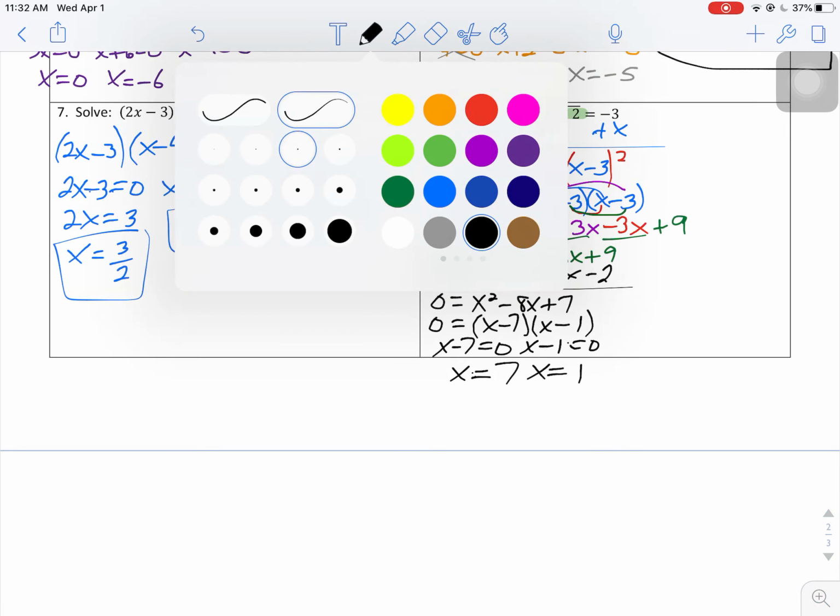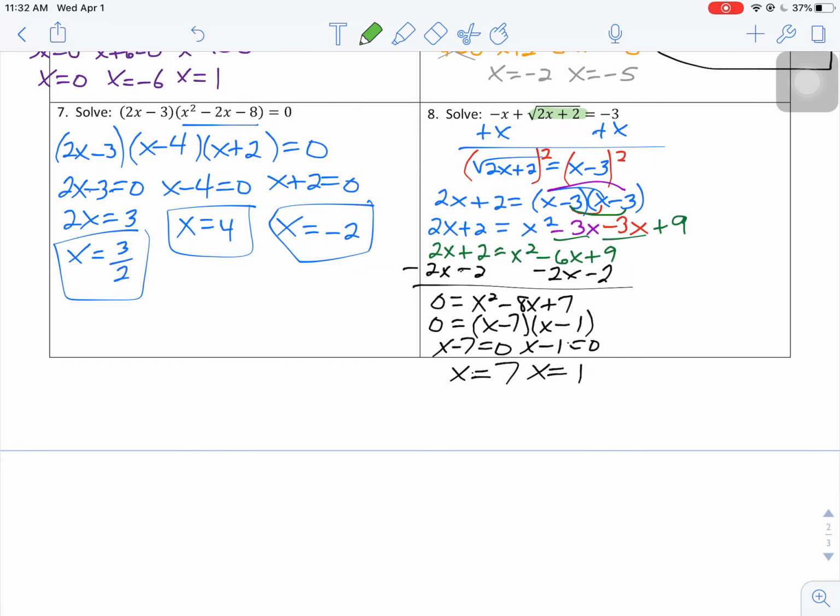Now, I know you're really tempted to stop here, but we do need to check those answers because we might have an extraneous solution that we're going to have to throw out. So I'm going back up to my original equation. I'm going to put 7 in wherever I see an x. And then I'm not going to solve anything. I'm just going to keep simplifying the left side of the equation and see if it ends up equaling negative 3 or not. So just keep simplifying.